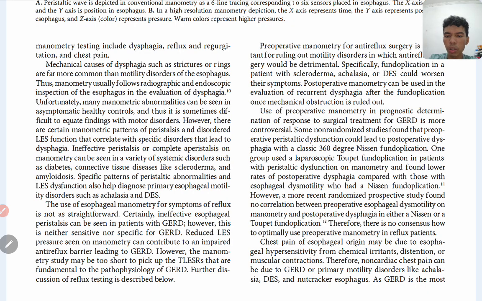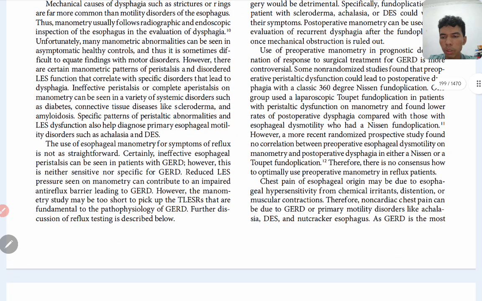Reduced LES pressure can be seen on manometry and can contribute to an impaired anti-reflux barrier leading to GERD. However, the manometry study may be too short to pick up the TLESRs that are fundamental to the pathophysiology of GERD. Further discussion of reflux testing is described below.